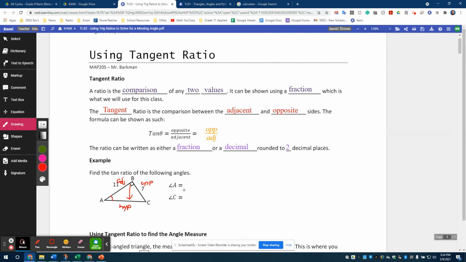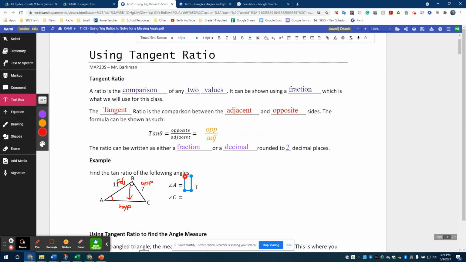Now for our angle, remember it's always opposite over adjacent. So for A, our tan ratio is our opposite side, which was 7, over our adjacent side, which is 11. If we want to change that into a decimal, we can do that as well, 7 divided by 11. I'm not going to worry about that because that's inaccurate, it's going to be rounded. I'm going to leave it as a fraction, 7 over 11. Later on, we will end up dividing, and I'll show you how important it is that we keep everything as exact as possible.